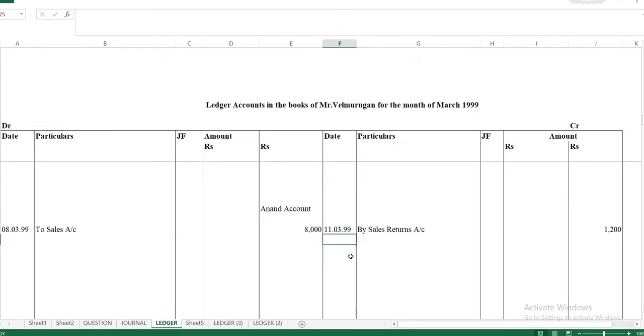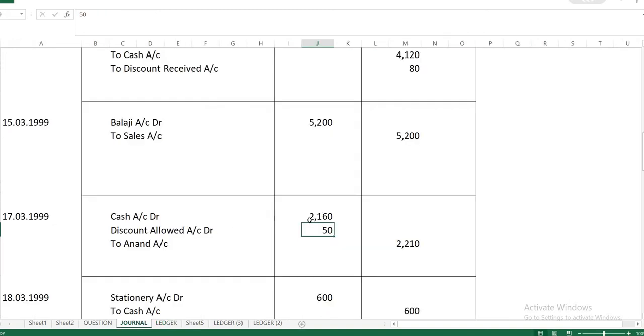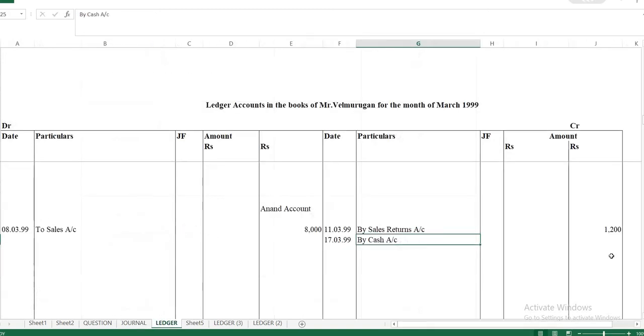Anand account, I think it's on the 17th. So the 17th date you should fill here, and the amount. By cash account, you mention by cash account, put 2160. You just mention 2160 here, and the discount of 50 rupees you have to mention here, by discount allowed account. Okay, so that same 17th only, you mention here.